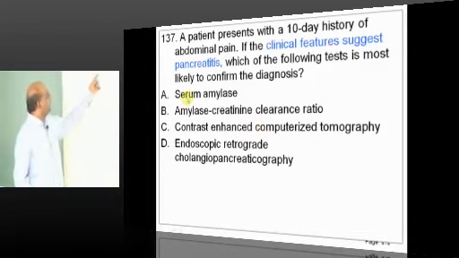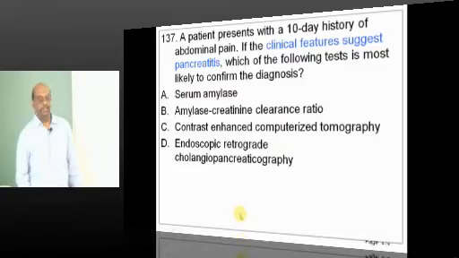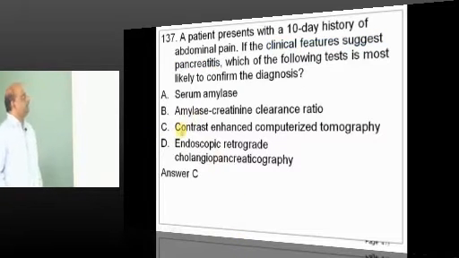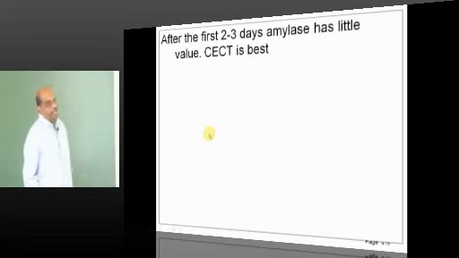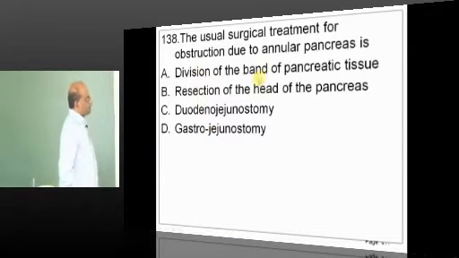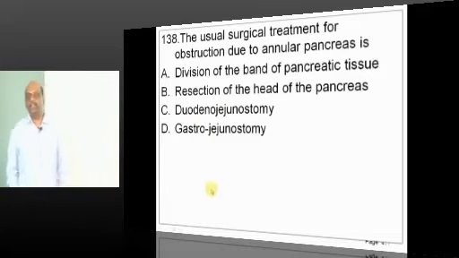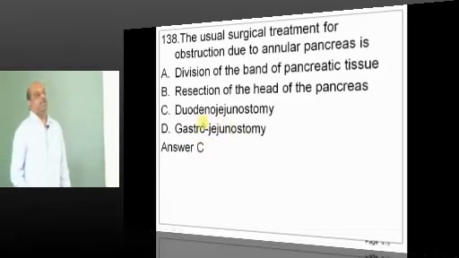Anybody answered amylase? Amylase has become obsolete, especially with a 10-day history. CECT is the best situation. Annular pancreas, easy question. Duodenojejunostomy.